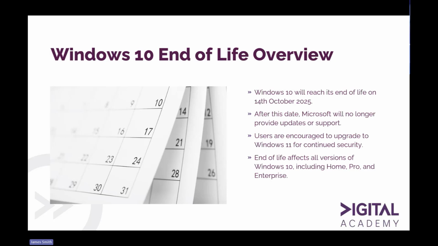Windows 10 will go end of life on the 14th of October this year. As of this date, Microsoft will no longer provide any updates or support for Windows 10, hence their big push to get everybody to move over to Windows 11 prior to this. The end of life does impact all versions of Windows 10, whether it's Home, Pro, or Enterprise. As of the 14th of October, it will no longer be supported by Microsoft.